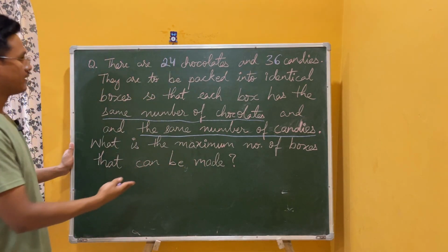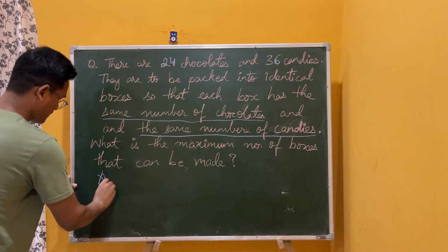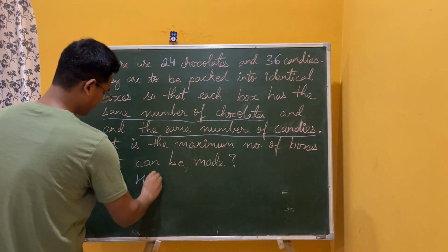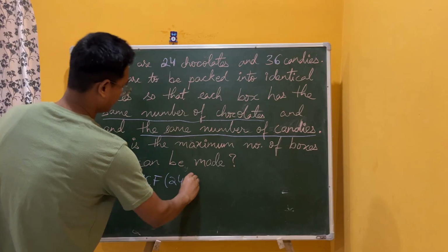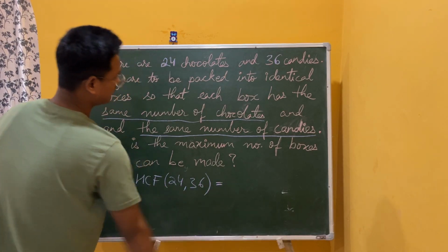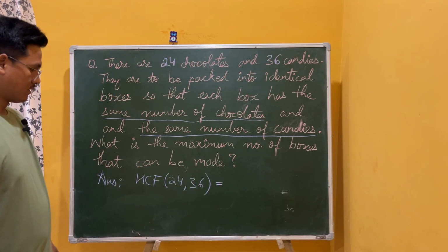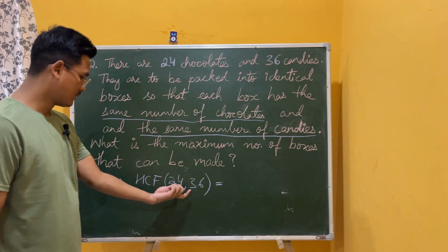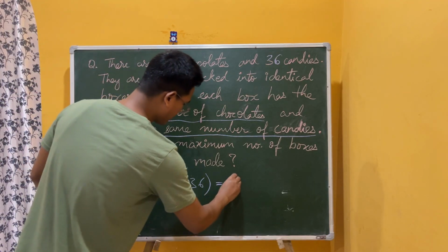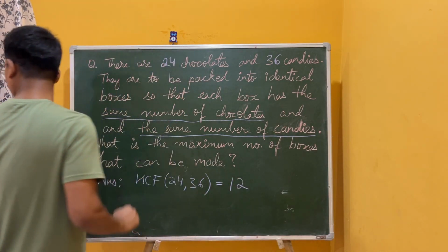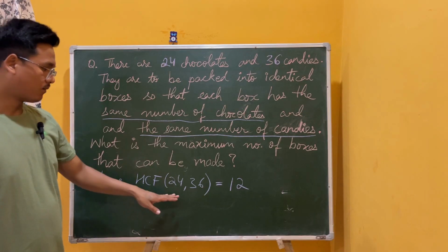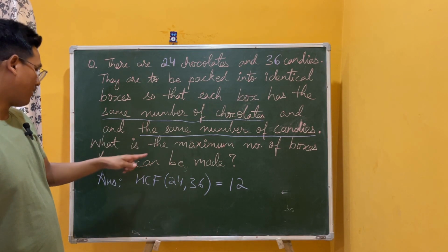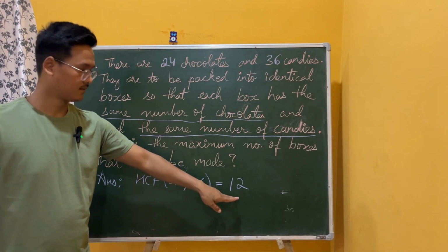So, here the answer is HCF of 24 and 36. Okay. But the answer that you get means something else. HCF is 12. So, what does this mean is the maximum number of boxes that can be made is 12.